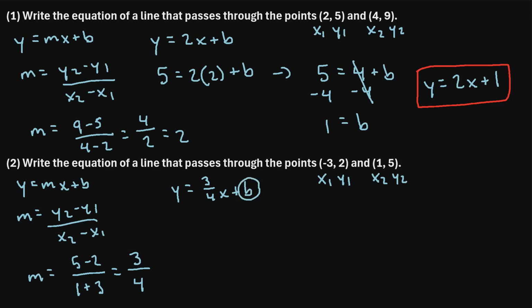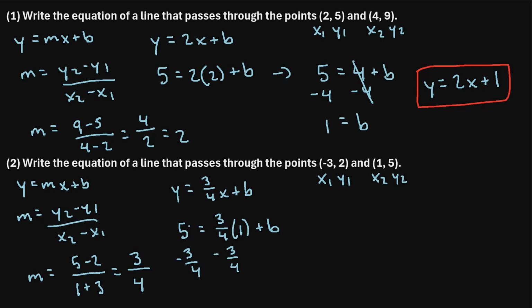Now again, to solve for b, all we have to do is pick either one of these points and plug them in for the x and y values into this equation. So let's go ahead and choose this point right here to plug in. So we'll plug in a 1 for x and a 5 for y. So if we do that, we get 5 is equal to 3/4 times 1 plus b. So 1 times 3/4, that's just 3/4. So to solve for b, we need to subtract 3/4 from both sides.